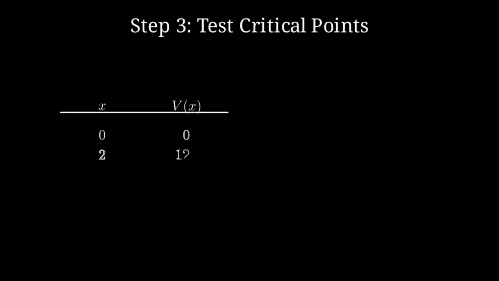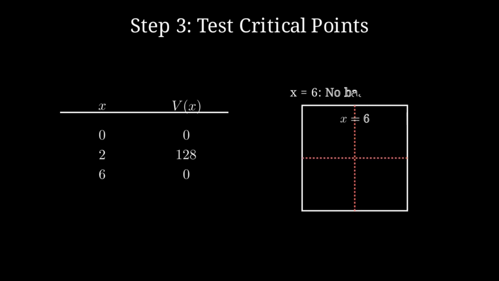We test our critical points within the domain of 0 to 6. If x is 6, the length of the base becomes 0, resulting in a volume of 0. However, if x is 2, the volume is 128 cubic inches. Therefore, cutting 2-inch squares maximizes our box's capacity.